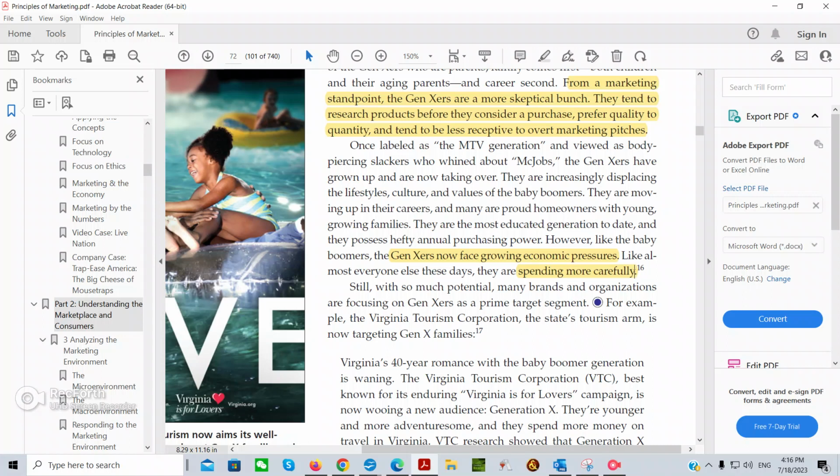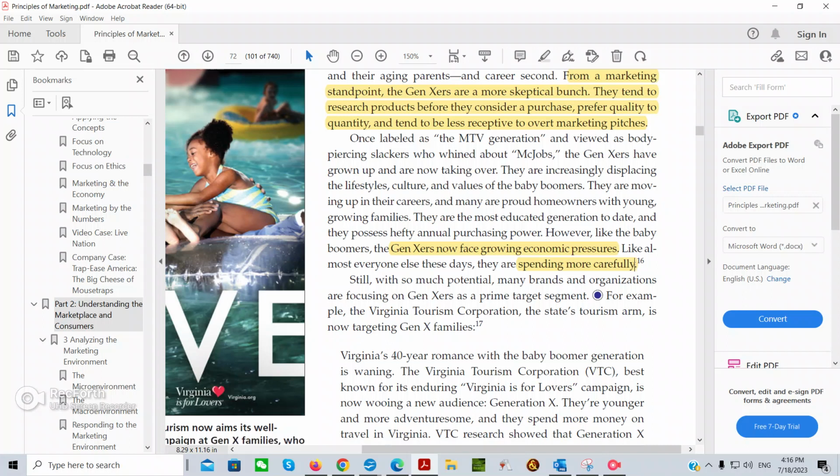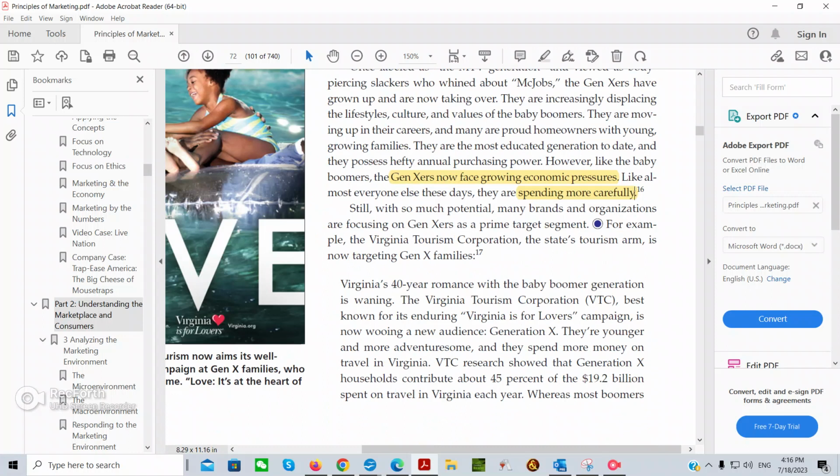Still, with much potential, many brands and organizations are focusing on Gen Xers as a prime target segment. For example, the Virginia Tourism Corporation, a state tourism arm, is now targeting Gen X families. Virginia's 40-year romance with the baby boomer generation is waning. Virginia Tourism Corporation, or VTC, best known for its enduring "Virginia is for Lovers" campaign, is now working with the audience Generation X, who are younger and more adventuresome, and they spend more money on travel in Virginia.